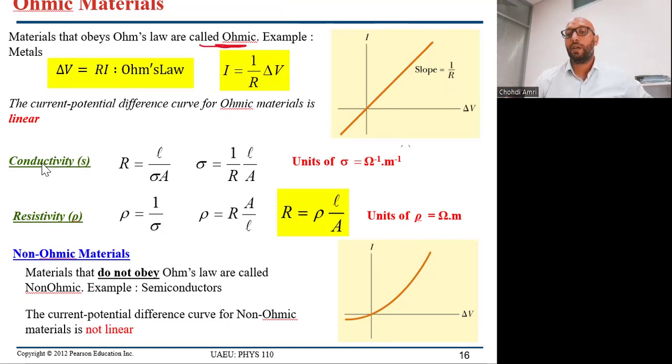Let's discuss now the conductivity. We saw in the previous slide that R equals L over sigma A. That means sigma is 1 over R multiplied by L over A. The unit of sigma, the conductivity, is 1 over ohm meter, or ohm to the power minus 1, meter to the power minus 1. Now we will define something that we call resistivity. The resistivity is 1 over sigma, so it's equal to R A over L. The unit of the resistivity is ohm multiplied by meter. Keep in mind that the resistivity depends on the material.